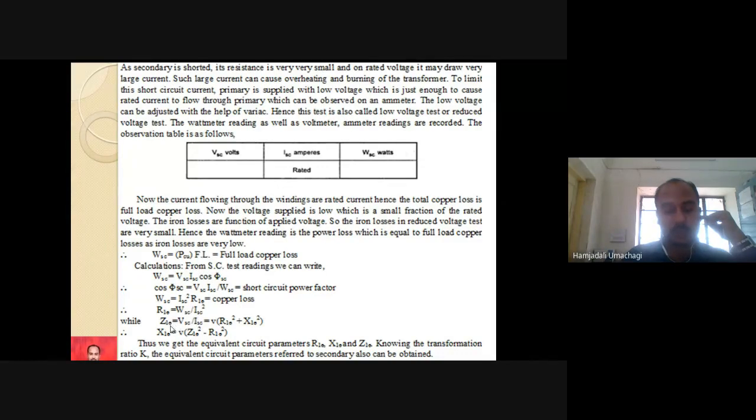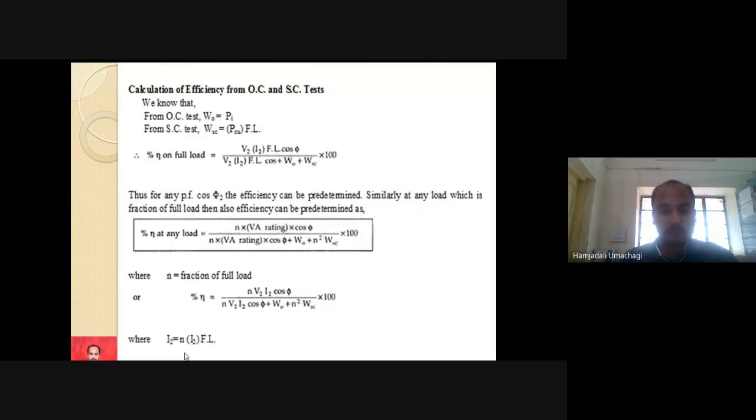Now Z1E. Z1E means what? VSC by ISC. The ratio of VSC by ISC gives the equivalent impedance referred to the primary side, Z1E. Also I know R1E. The only remaining parameter is the primary equivalent reactance, X1E. X1E is equal to the square root of Z1E square minus R1E square. Once you know these values, you use all of them in the efficiency and regulation calculations.